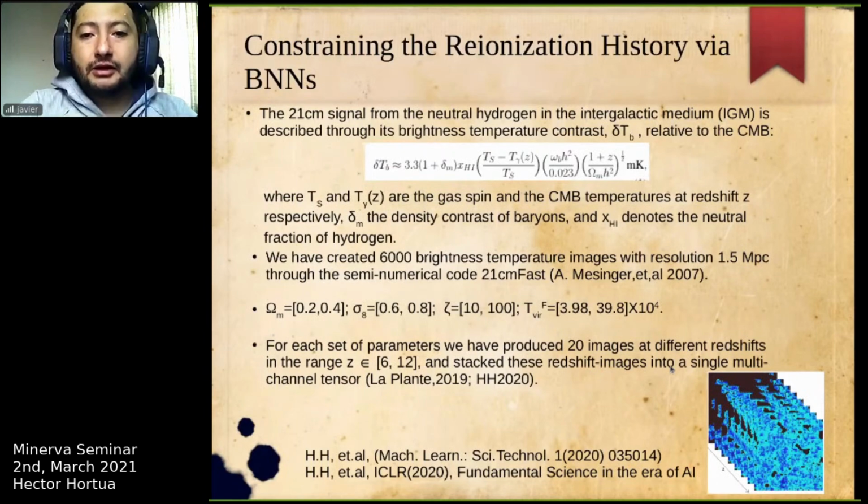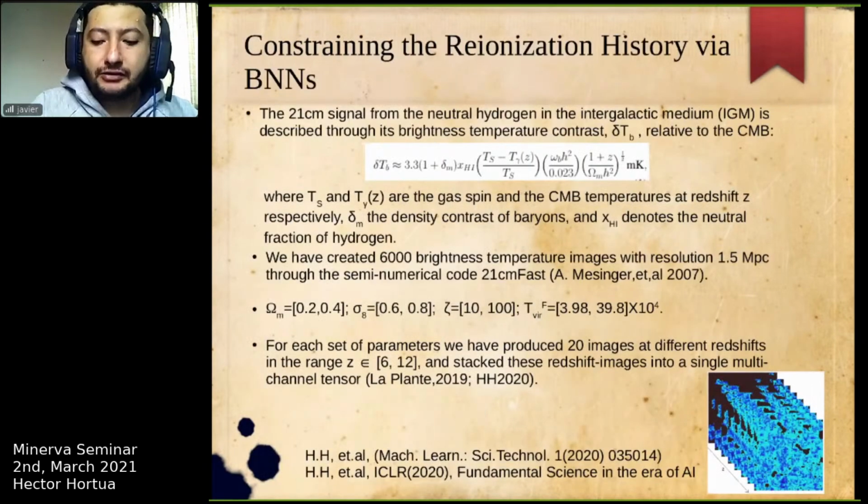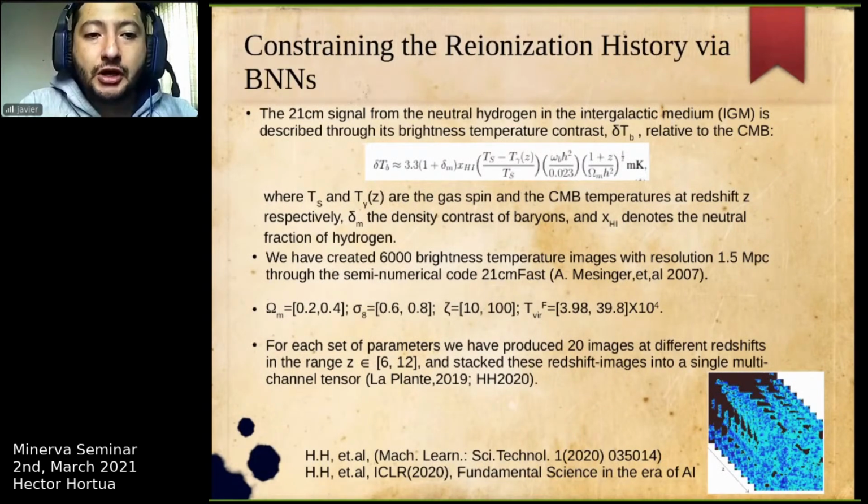Okay, so now after this mathematical discussion, I want to show you some applications. One of them corresponds to the 21 centimeter signal. Here I show you one of the equations that we use in order to detect the 21 centimeter signal, and this is the brightness temperature relative to the CMB, and you observe that this brightness temperature depends on different parameters. One of them are cosmological, like omega m, which corresponds to the cosmological part, and others correspond to the astrophysical part.